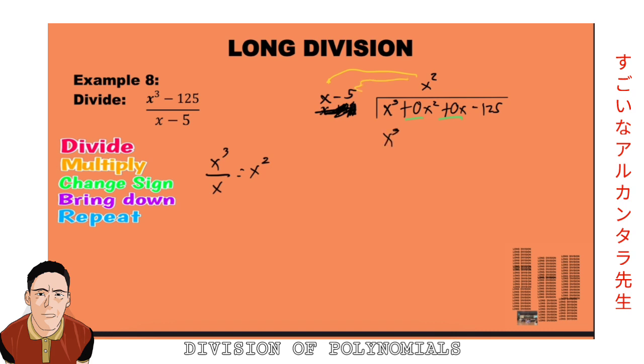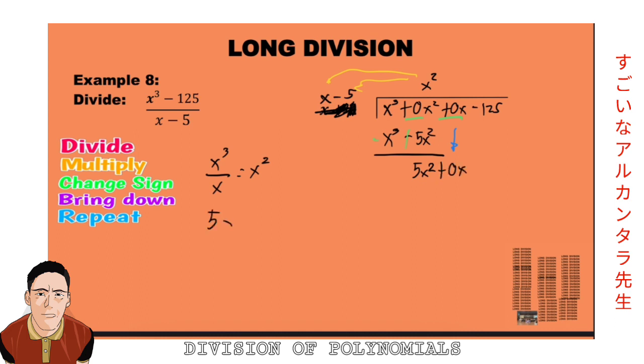X squared times negative 5, you get negative 5x squared. Change their signs, minus, plus. You get yourself a 5x squared. We bring this one down. You get a 0x here.